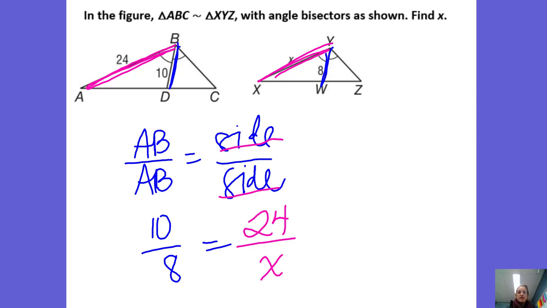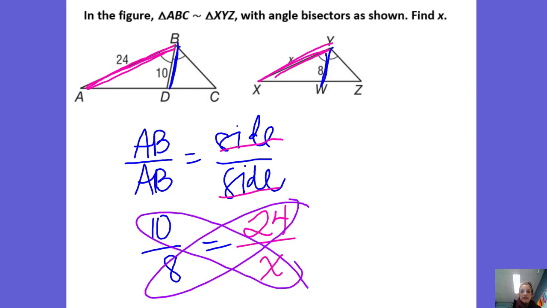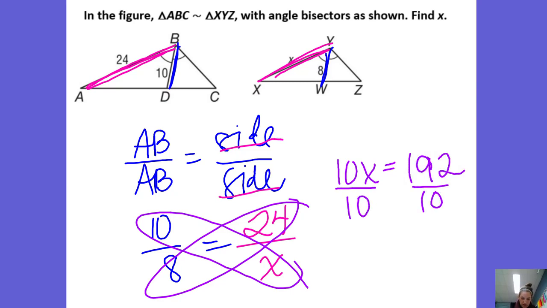Now I'm going to cross multiply. 10 times x is 10x. 8 times 24 is 192. I'm going to divide both sides by 10. 192 divided by 10 is 19.2.